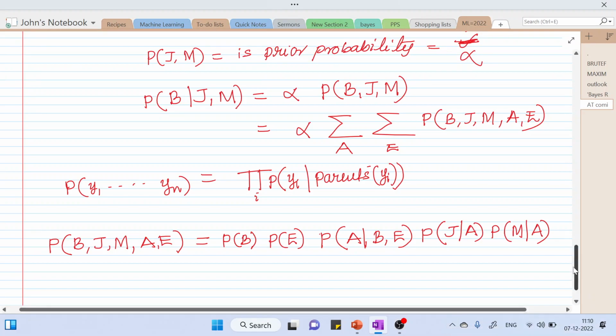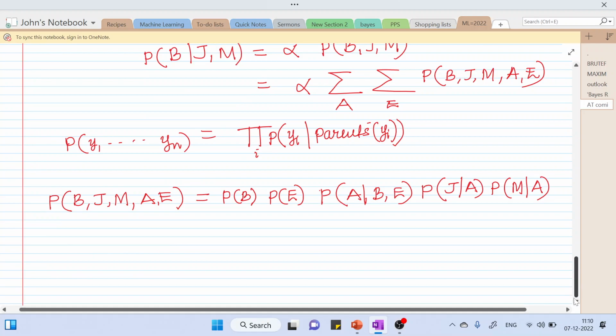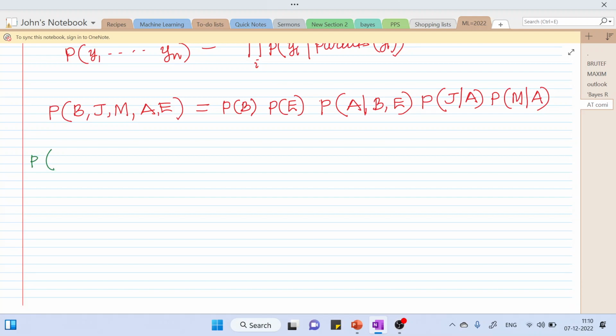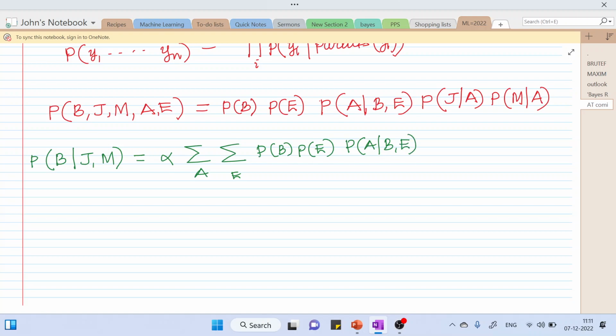So now the probability of burglary occurring given that John and Mary both call is equal to alpha, a constant, sigma alarm, sigma earthquake, probability of B, probability of earthquake, probability of alarm ringing given that both burglary and earthquake occur, probability that John calls, probability that Mary calls given the alarm.